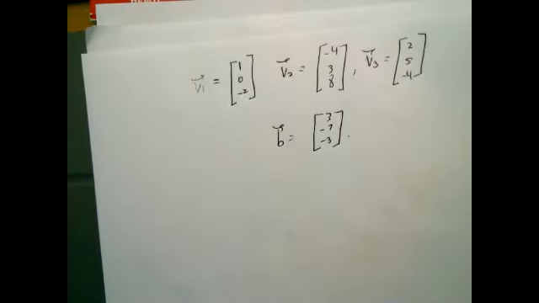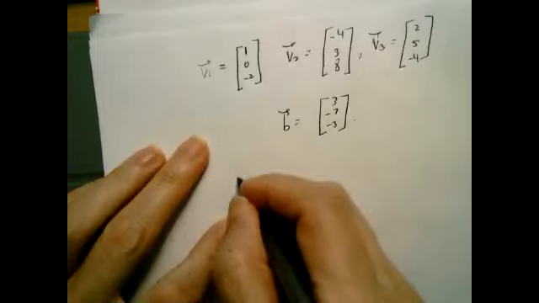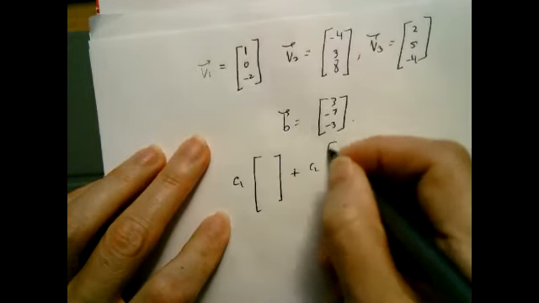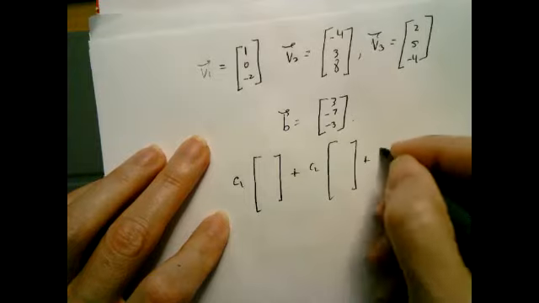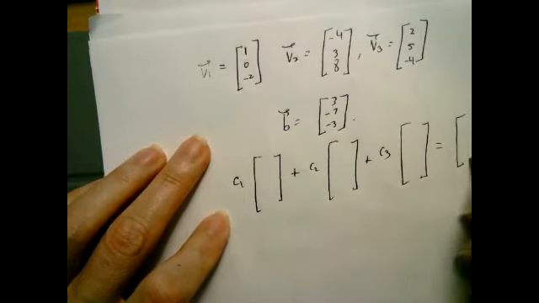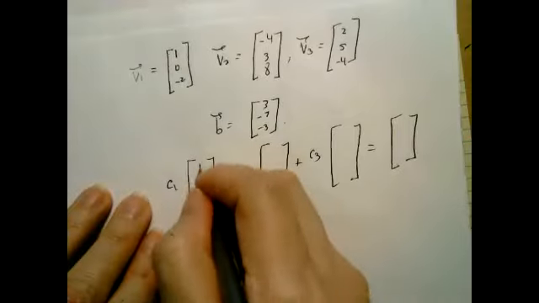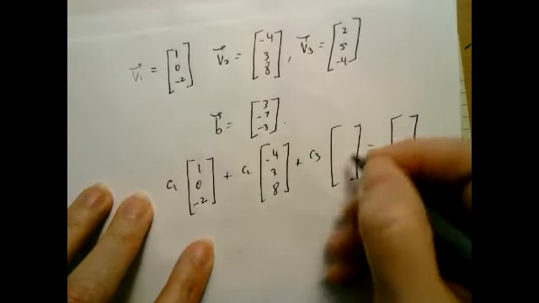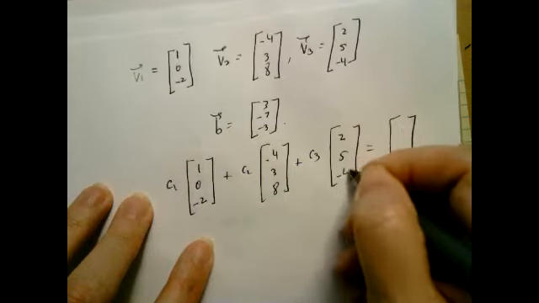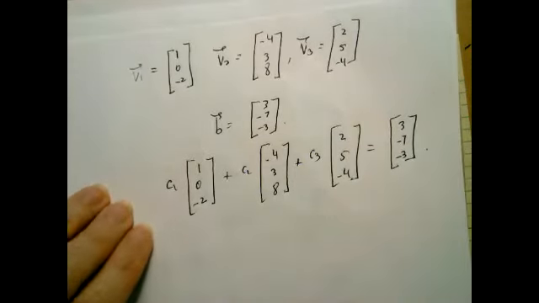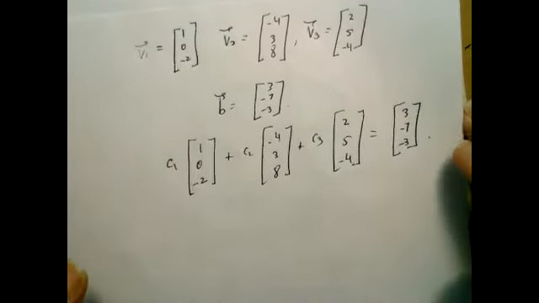So let's write this down now correctly. That's really what the question is. It means, can I find weights such that I get the vector B? That's really what their question is. So this is 1, 0, minus 2, minus 4, 3, 8, 2, 5, minus 4, 3, minus 7, minus 3. Are you with me? Yes.